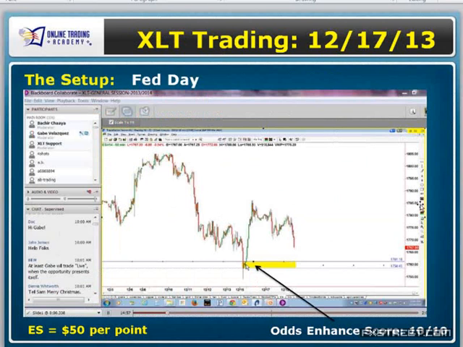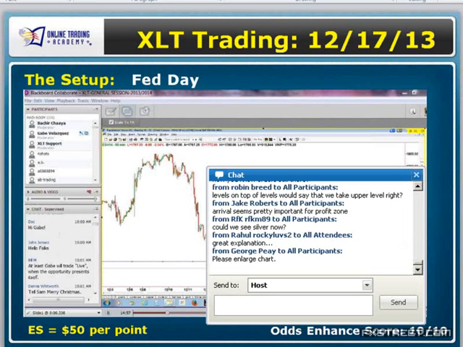Again, this is another great example. This is going back a little ways, but this is the Fed day. Yeah, I'll get to the live charts in 5 minutes or less. So if you look at this little demand level here, this is another screenshot from XLT. And Jake, arrival is going to be a function of that profit zone. So if you get the profit zone part right, arrival takes care of itself.